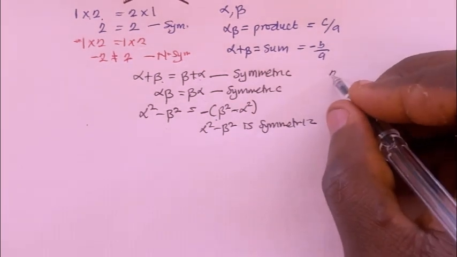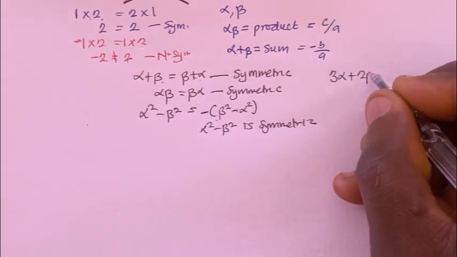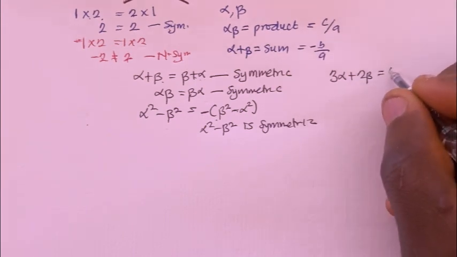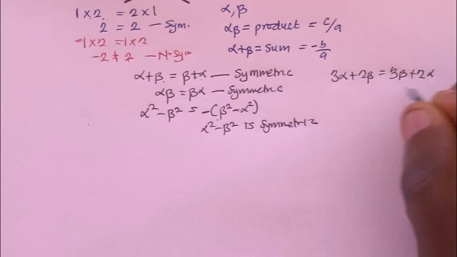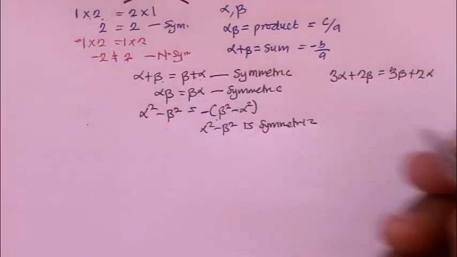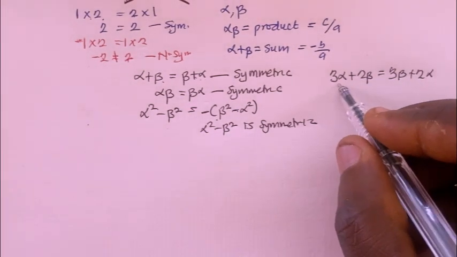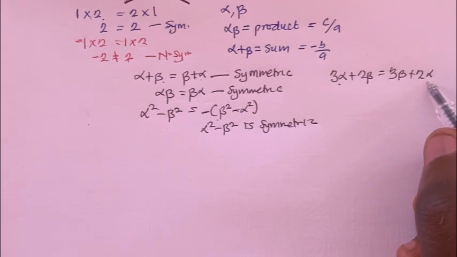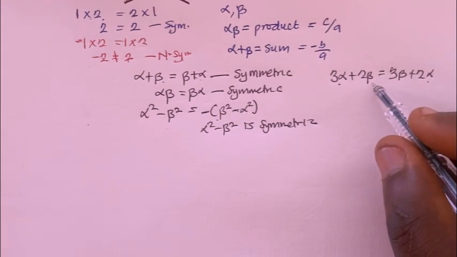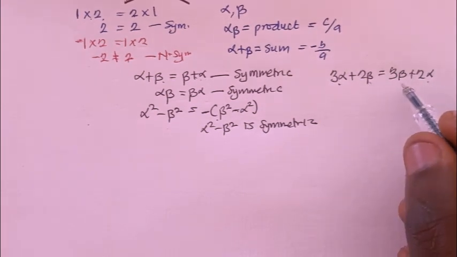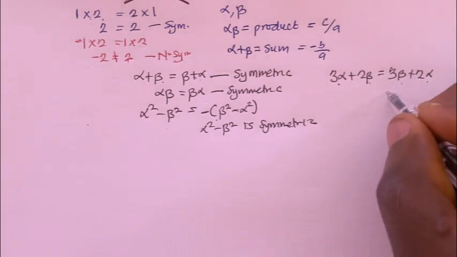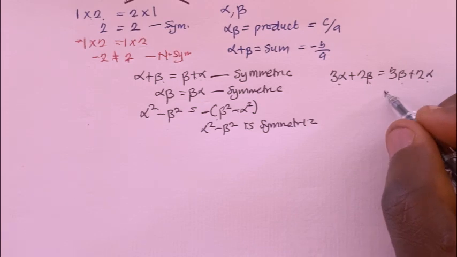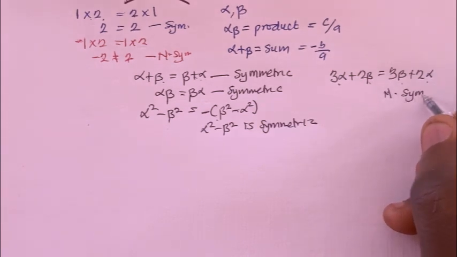And let's check one more. Let's say we have 3 alpha plus 2 beta equals 3 beta plus 2 alpha. Now, if you look at this expression very well, is it symmetric? No. Why? Because the coefficient of alpha here is different from the coefficient of alpha here. And the same thing, the coefficient of beta here is different from the coefficient of beta here. So it shows that this equation is not symmetric.